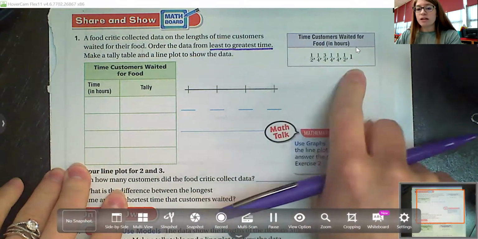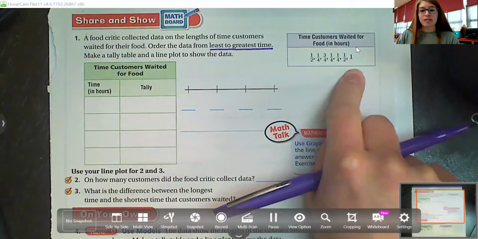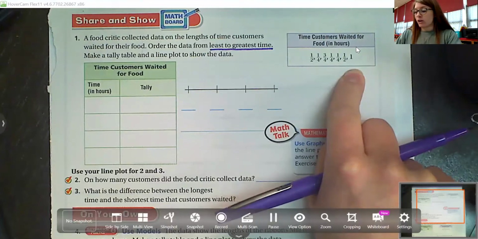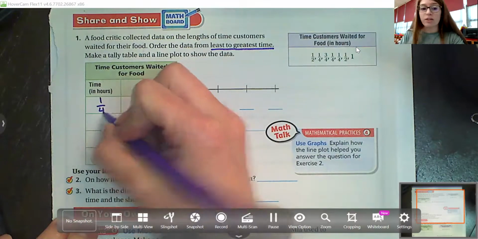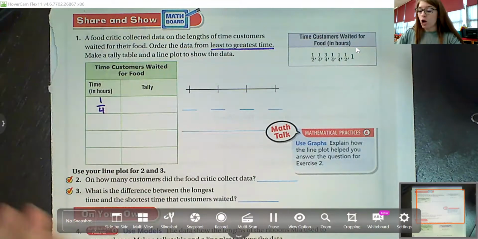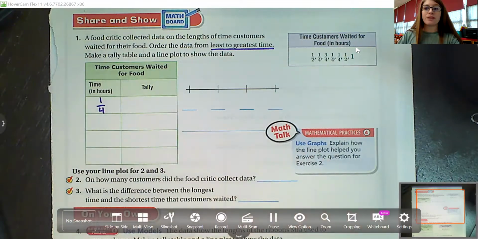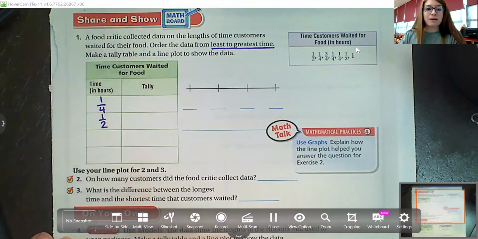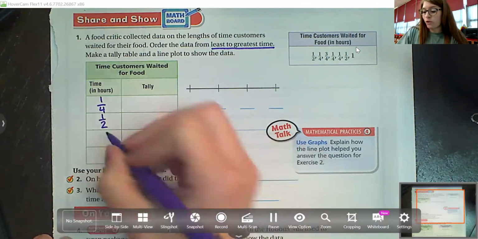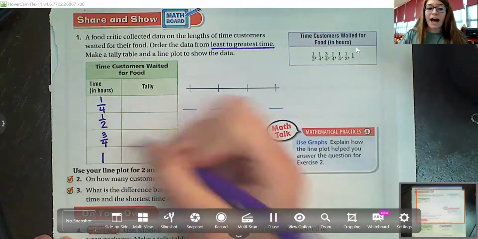So of these four numbers, we've got 1/2, 1/4, 3/4, and 1 whole. Which one is the least amount of time? Very good, the 1/4. So I'm going to go ahead over here and put 1/4 in my tally chart. Okay, what would come next? 1/2, 3/4, or 1 whole? Exactly, 1/2 would come next. And then, wonderful, 3/4, and then we are left with 1 whole hour.